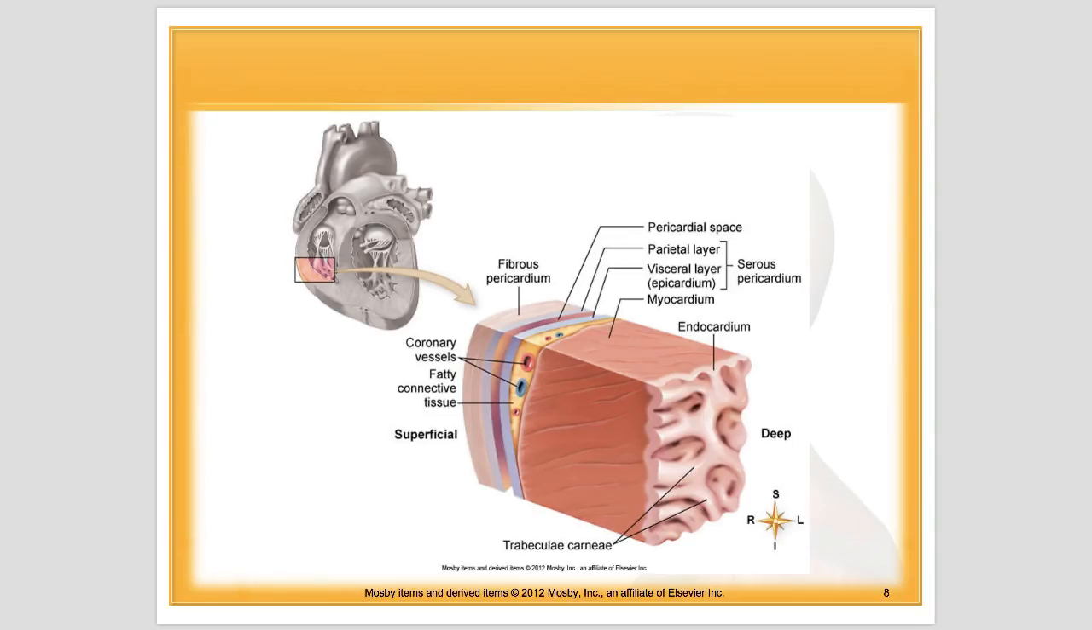And this drawing gives you an idea of the locations of the fibrous versus the parietal layer and the visceral layer of the pericardium, and then it shows the space there.